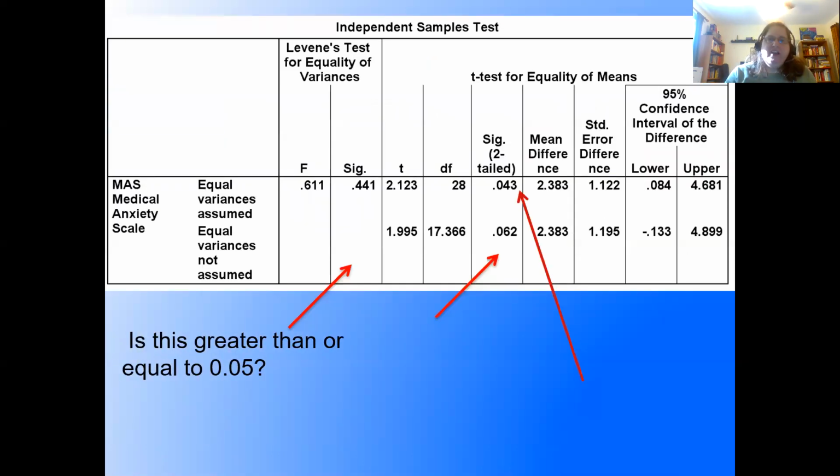So again, we're asking the question if this number is greater than or equal to 0.05. If yes, use the top set of values. If no, use the bottom set of values.